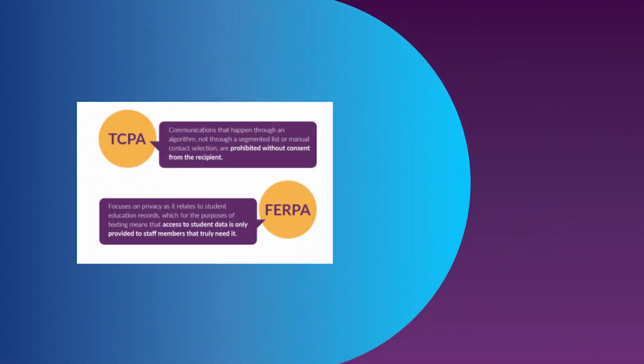Erin, let's talk acronyms. When we're talking about compliance, the acronyms start flying. Two very important ones for this presentation are, of course, the TCPA and FERPA. Communications that happen through an algorithm, not through a segmented list or manual contact selection, are prohibited without consent from the recipient. That is the TCPA. FERPA focuses on privacy as it relates to student educational records. Two very important acronyms when it comes to remaining compliant.